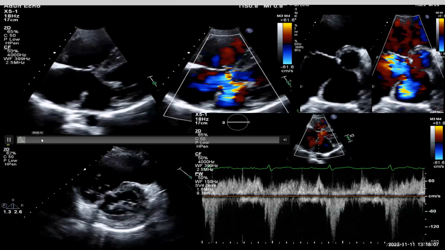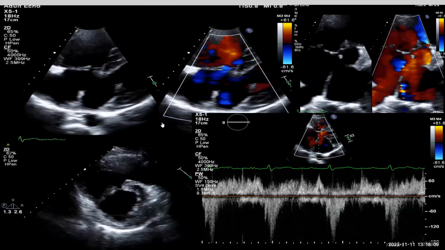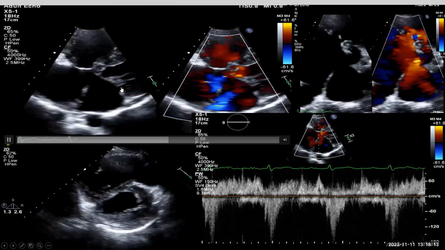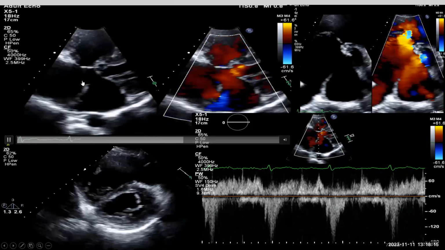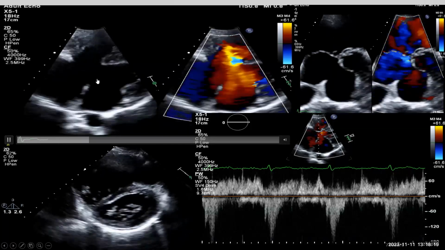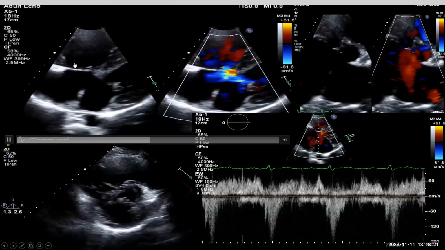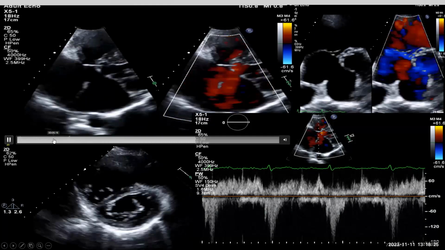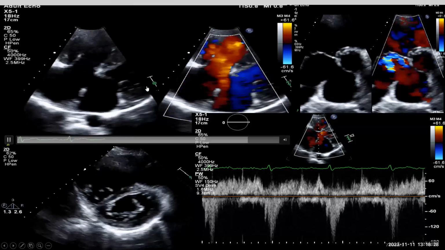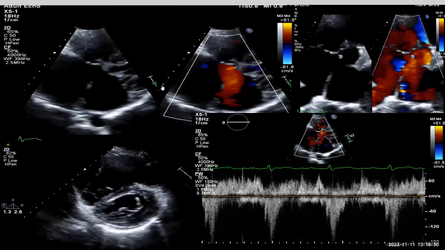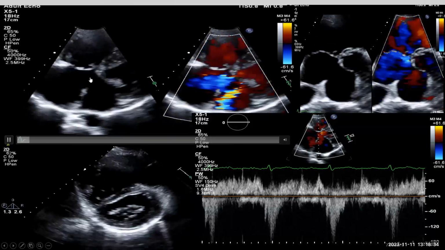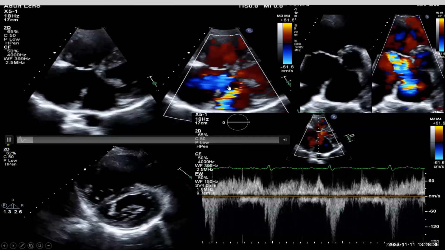Okay, so let's see the answers now. Many of you answered correctly, but there is one incorrect answer. You can see here, this is likely a modified apical four chamber view, focused on both atria and the mitral and tricuspid valve. So what do we notice here? We notice that there is a defect of the primum septal canal, and there is likely a bidirectional shunt.